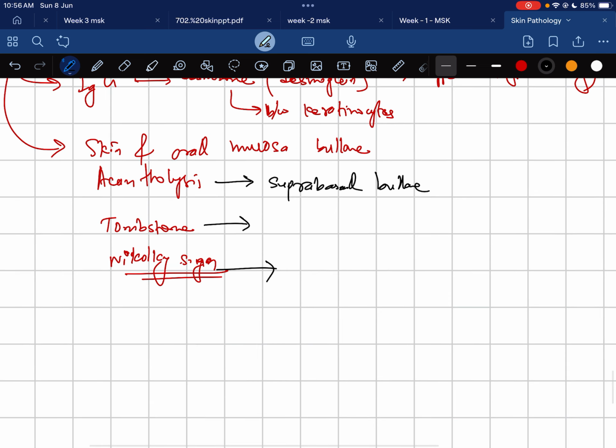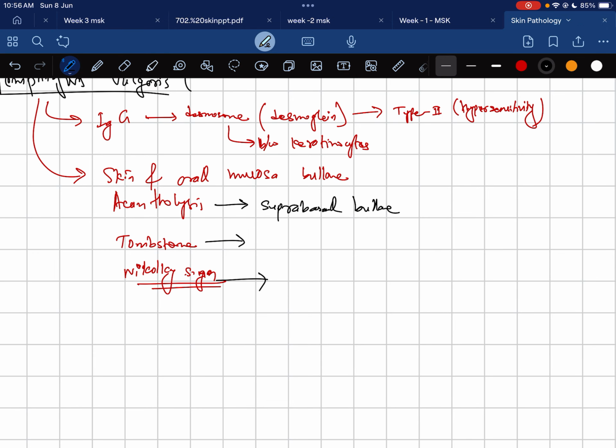Regarding the Nikolsky sign, the bullae are thin-walled and rupture easily, making shallow erosions with dry crust. So this is our clinical presentation, and it is also potentially fatal sometimes.